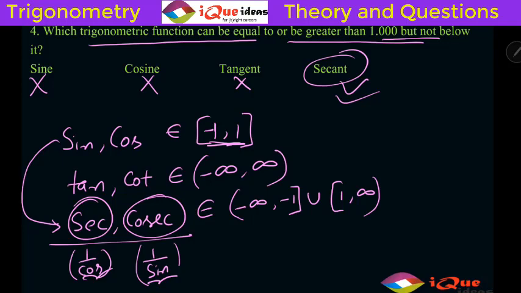Right, here there is one clarification that is required. Which trigonometric function can be equal to or greater than 1? And we consider only positive values. Alright, so just for positive values it has to be above 1. So in that case only secant or cosecant could have been the answer. Okay, now let's go to the next question.